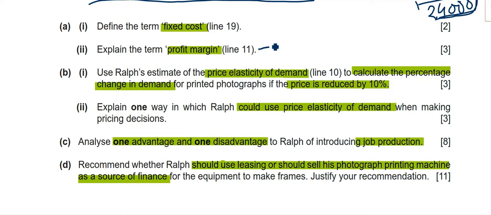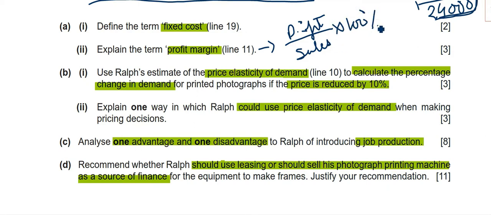So remember, we used to have that formula for profit margin, so you can simply note that down: profit margin is profit over sales times 100%, and profit margin will be an indicator of how much profit you're charging from the selling price that you have.